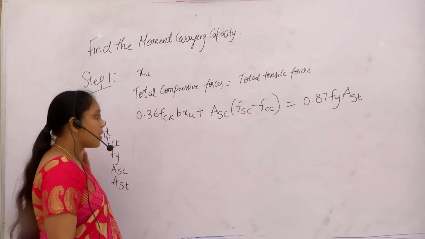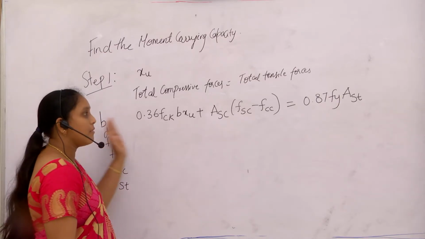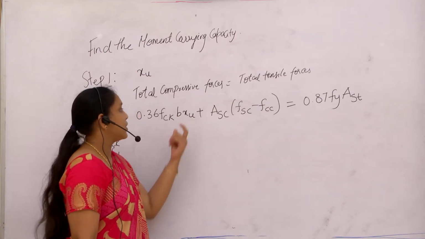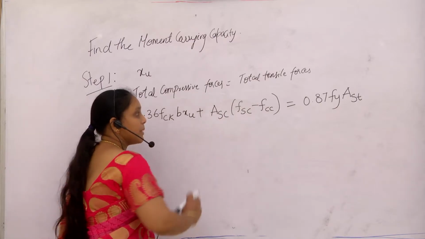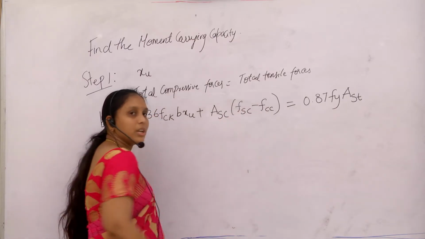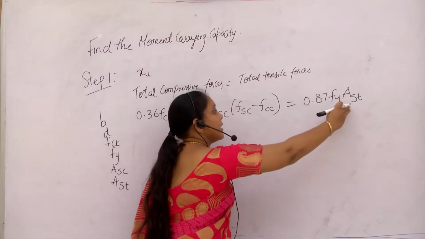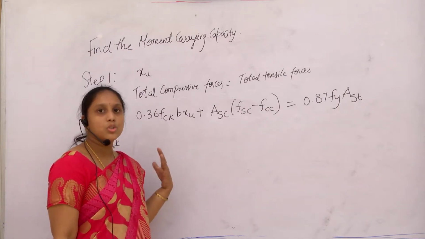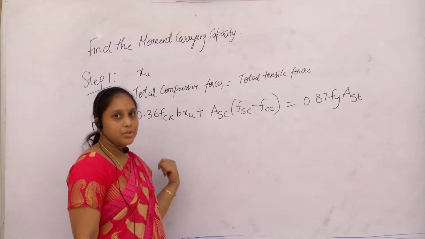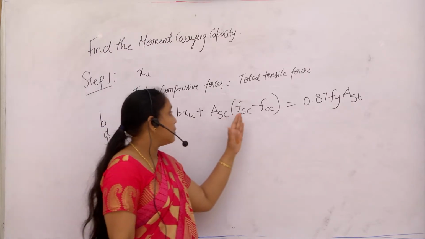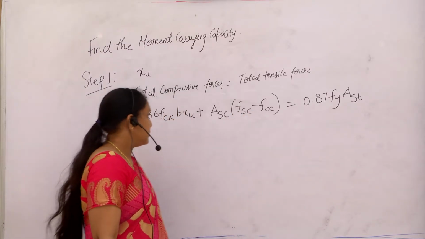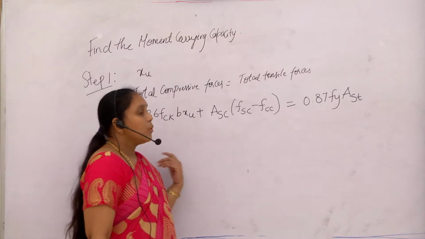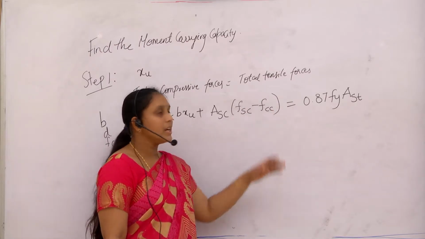That is what analysis is, what we have discussed in the previous session. So now we have known all the values, like what? FCK will be given, B will be given, XU is what you have to find out, AC will be given, and here FSC and FCC are the unknowns. Fy will be given, as well as AST. Now what are the three unknowns you have here? One unknown is the XU, which we have to find out, and the other two are FSC and FCC. So in the previous lecture we have discussed how to calculate the FSC and FCC values.